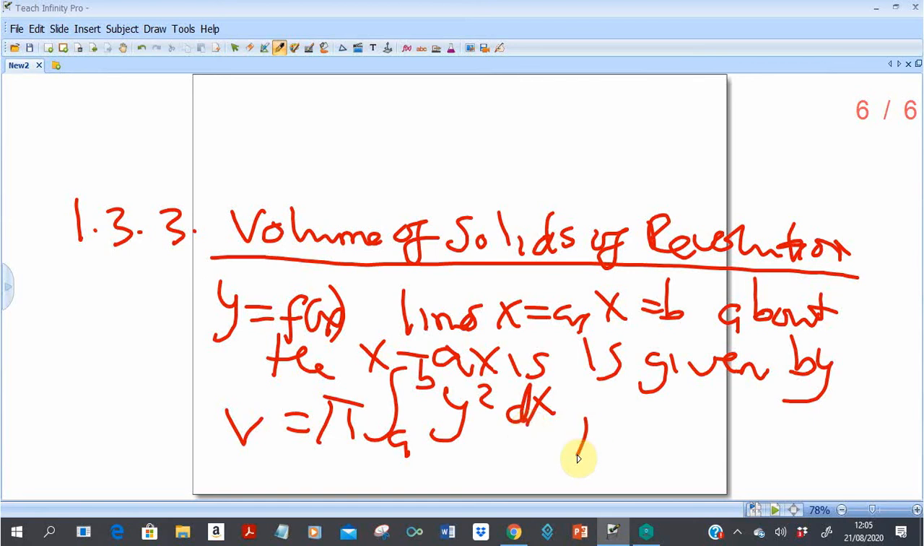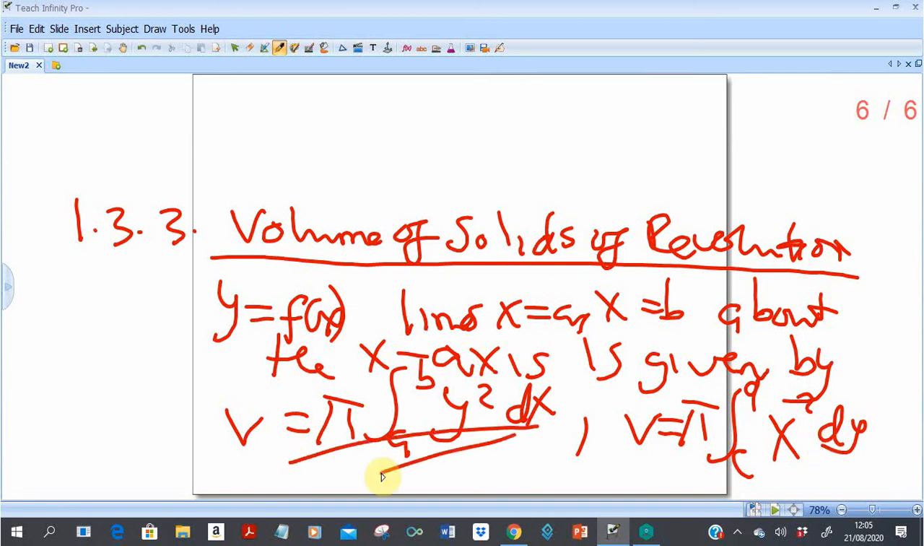Okay, so if we are revolving around the y-axis, then the volume is given by pi multiplied by the integral over c comma d x squared dy. Okay, so that is the formula that we use if we are revolving around the y-axis. But if we were revolving the area about the x-axis, then this is the formula that we use. Let's have an example.